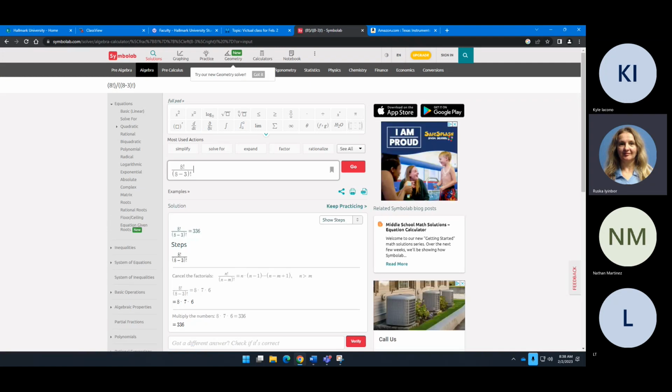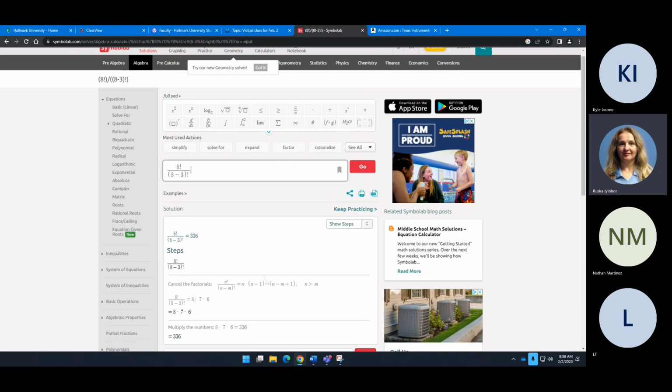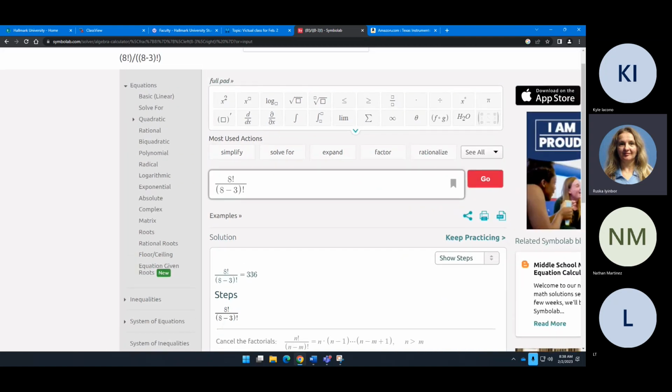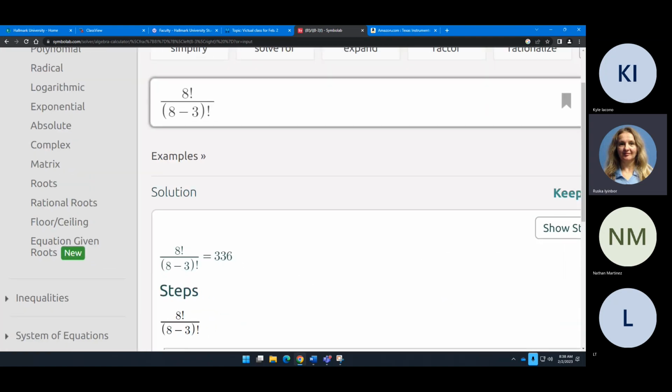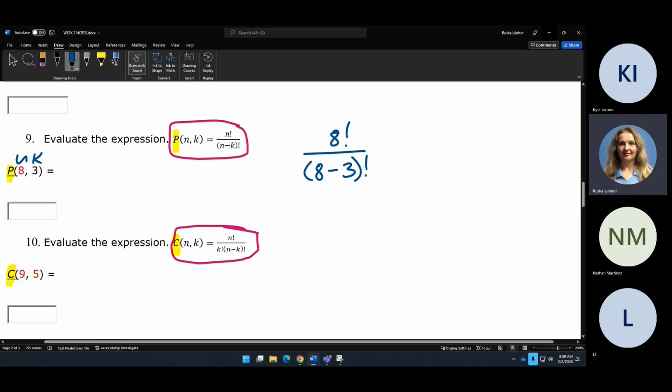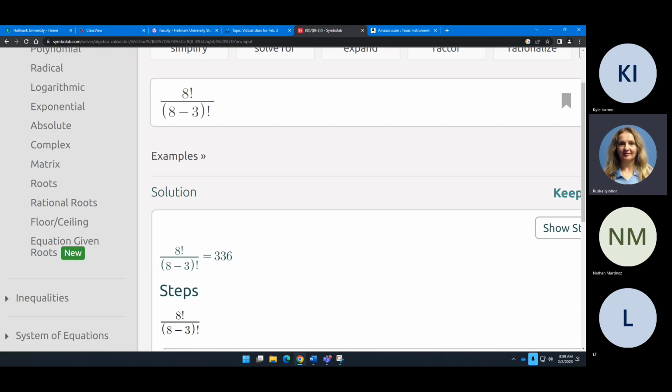336. You should get 336. If you get something else or an error or something, let me know. So the answer is 336. Everybody see that? And I'm going to put the answer here. Okay, somebody didn't get that? You got it? Okay, everybody get 336? Everybody know how to plug it in? Okay, so that's how you do permutation.